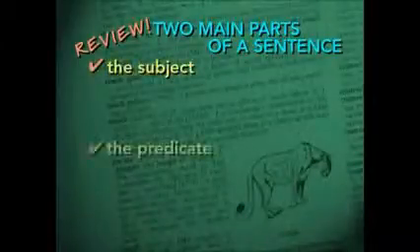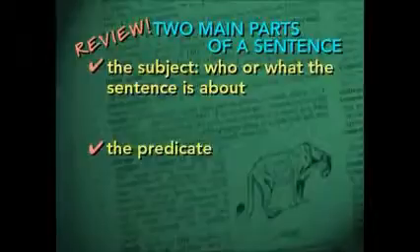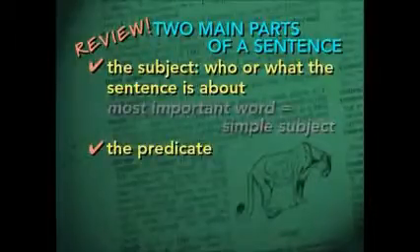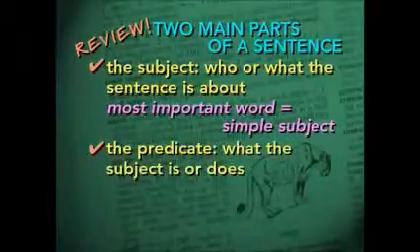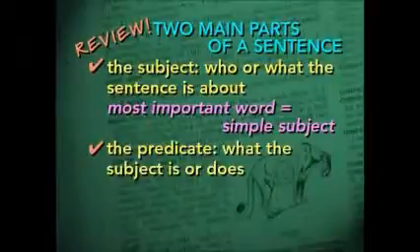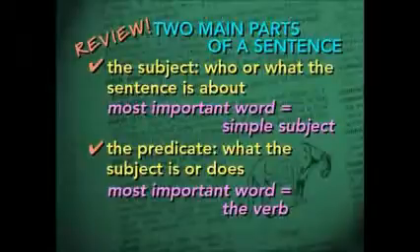We've seen then that every sentence can be broken down into two main parts, the subject and the predicate. The subject expresses who or what the sentence is about, and one word from the subject, the simple subject, is the most important word in the subject. The rest of the sentence is the predicate. It tells what the subject is or does, and the most important word in the predicate is the verb. In your study guide, we have an exercise that will give you a chance to practice your understanding of these concepts.